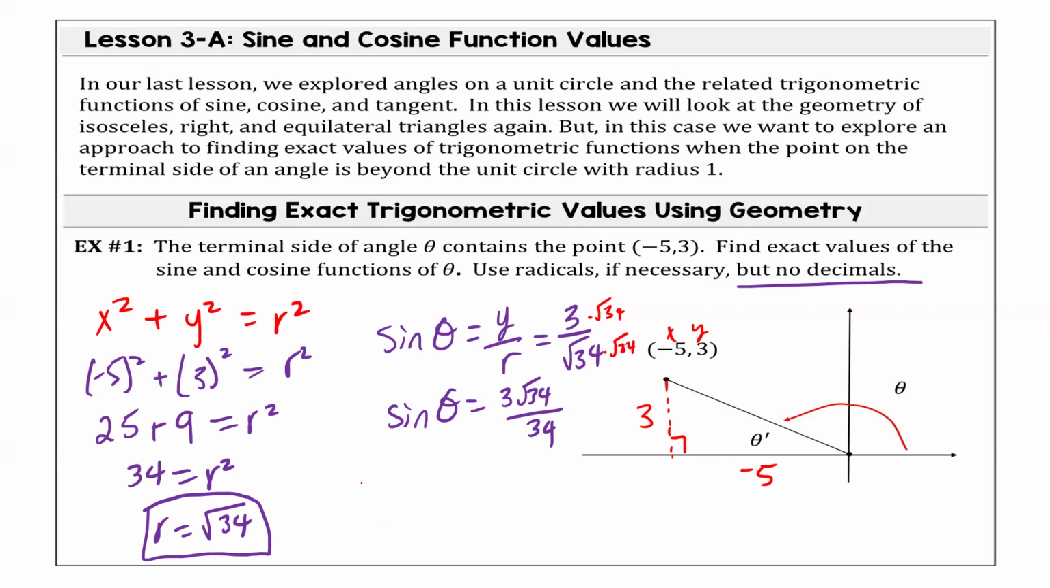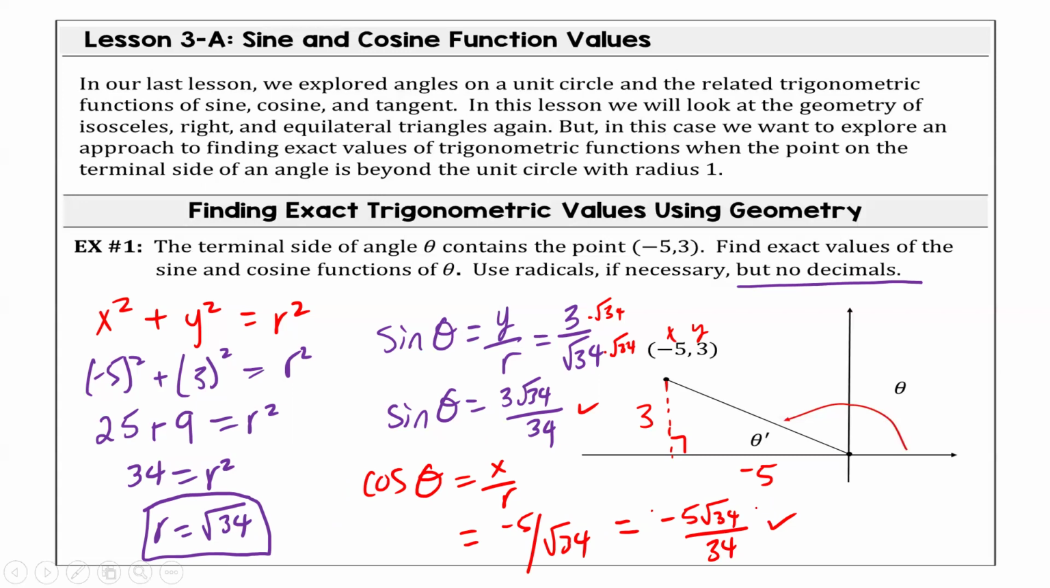All right, so cosine of theta. So we're going to do it again. Cosine of theta is what? x over r. So what's our x? Our r. And when I rationalize this, it's going to get negative 5 square root of 34 over 34. And that is my cosine. So we found our sine, check. We got our cosine, check. Was that terrible?